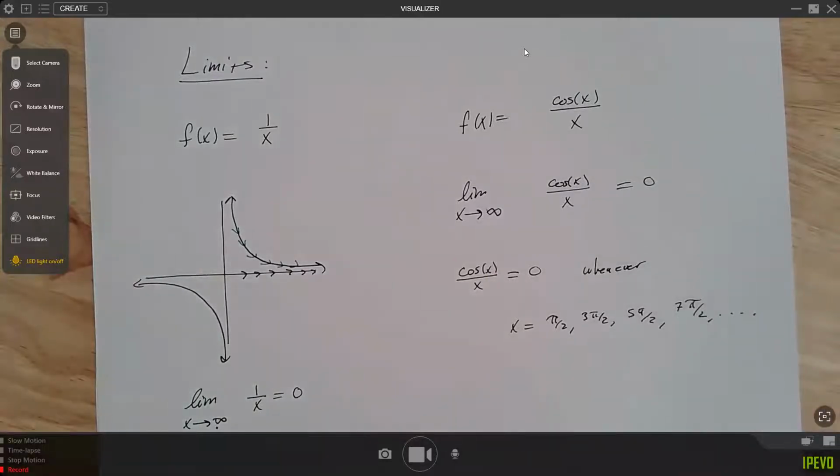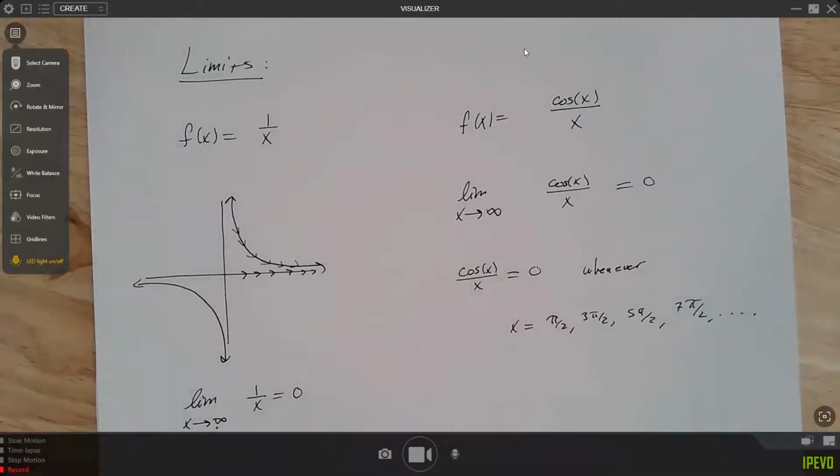And I want to really, really stress, it's okay for a function to actually equal its limit value before you go all the way up. Or another way I can say this is, it's okay for a function to cross its horizontal asymptote.